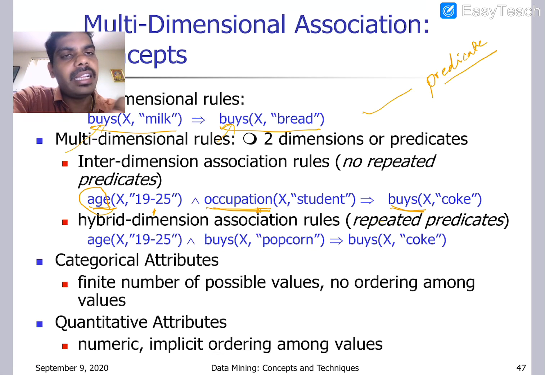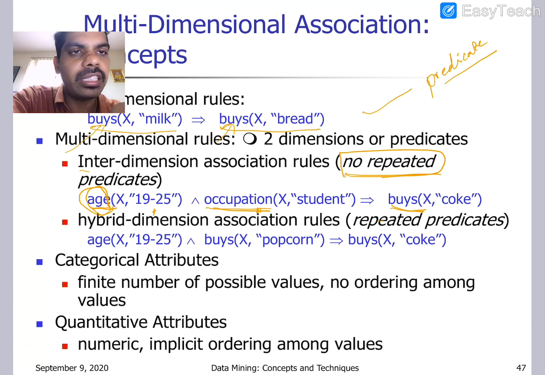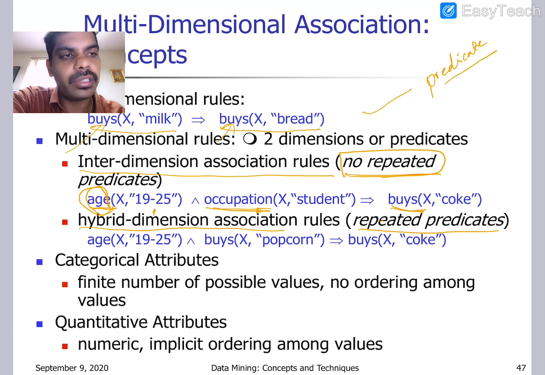Here there is a classification: interdimension and hybrid. In interdimension association, the dimensions are not repeated; they occur only once. Age occurs once, occupation once, buys once. There are no repeated predicates. This is a very important one: no repeated predicate is interdimensional association. If there are repeated predicates, then it is hybrid dimension association. It is based only on the dimensions, whether the same dimension occurs multiple times or only once. That is the criterion.